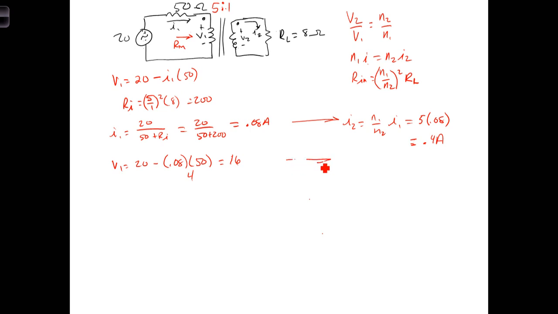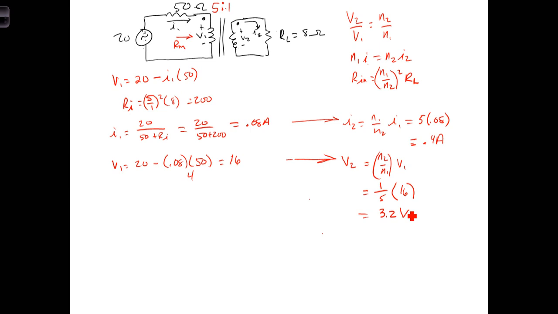While we're at it, let's go ahead and calculate V2 using our relationship here. V2 is equal to N2 over N1 times V1. Well, N2 is 1, N1 is 5, V1 is 16. That equals 3.2 volts. Alrighty, so we have I1 and V1 and I2 and V2.